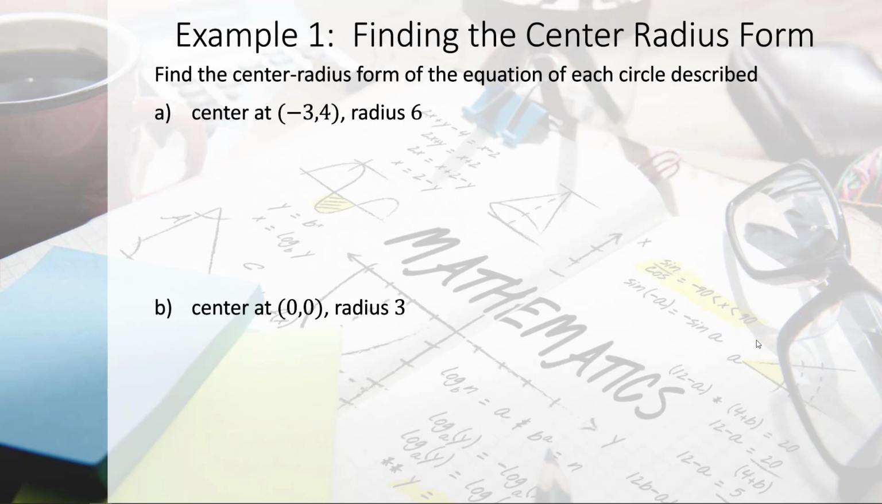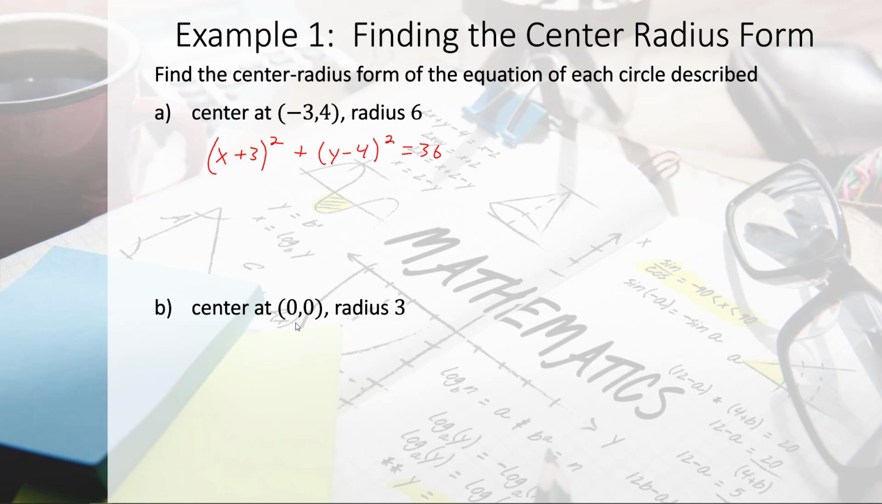Okay, so our first example is to write some equations for a circle in center radius form. Here we have a circle that is centered at -3, 4 and has a radius of 6. So the equation of this circle is going to be x minus -3, which is just like x plus 3, the entire thing squared, plus y minus 4, the entire thing squared, and that will be equal to 6 squared, or 36. There you go. That's all there is to it.